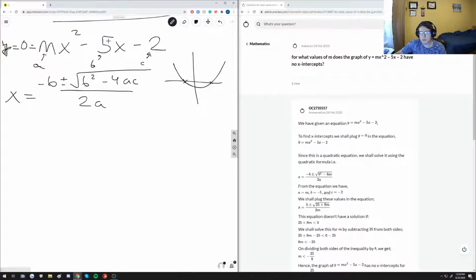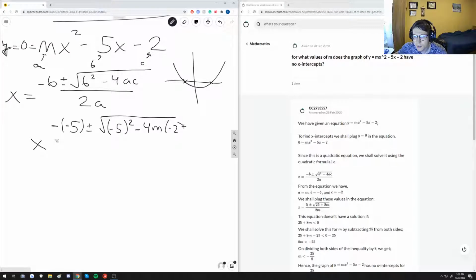So a is m, b is negative 5 because we have to take that minus sign into account, and c is negative 2. Plugging in for our a, b, and c, let's take this slow: negative negative 5 plus or minus the square root of negative 5 squared minus 4, and a in this case is m, c is negative 2, all over 2a, which is 2m.